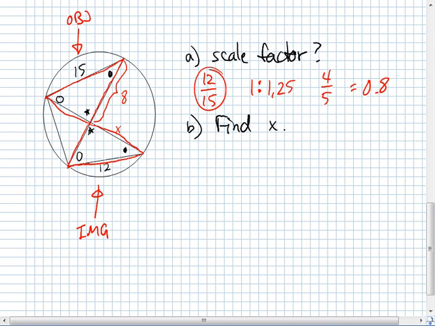You get the idea. Okay, so then to solve for what x is, you could do any one of those. Let's say 4 over 5. Okay, image over object is equal to x, the image length, over the object length, which is 8. Cross multiply and solve, and you're going to get 5x equals 32. So therefore, x equals 6.4. Okay, you get the idea.